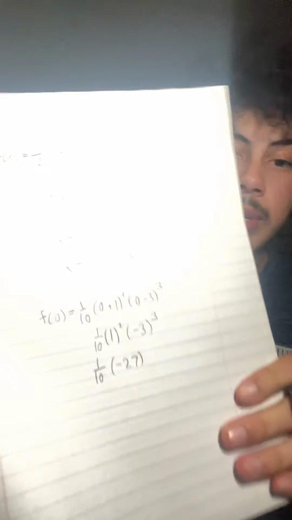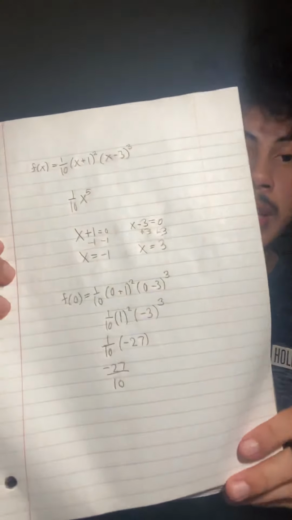So then this is what we have. And then we just multiply straight across, since it's multiplying fractions. So then you get -27 over 10 is your y-intercept. And that comes out to about 2.7.